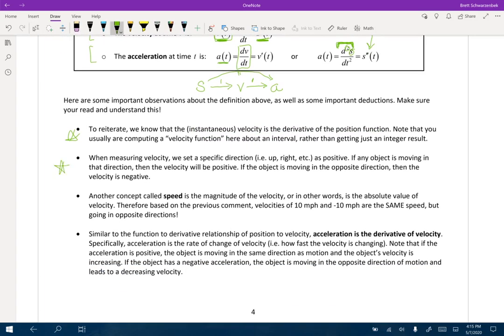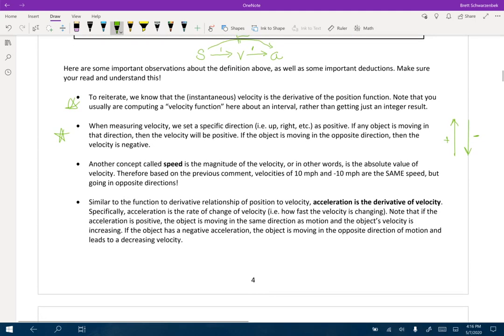Next, it says when measuring velocity, we set a specific direction, usually up or right, either one, as positive. So, for example, let's say we're talking about throwing a rock straight up in the air. We represent up as positive, which means any object moving in the opposite direction is going to have a negative velocity. So negative doesn't mean decreasing. Negative means going in the opposite direction. That is a little bit of a change for student understanding, but be aware that that is the case.